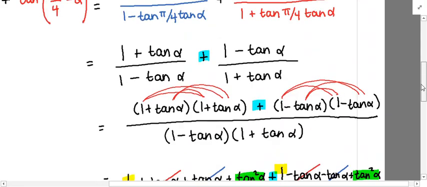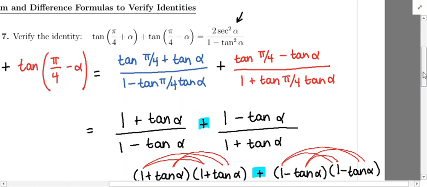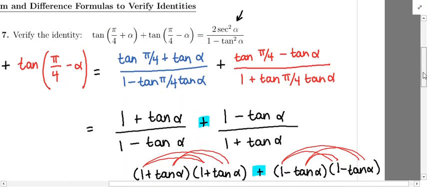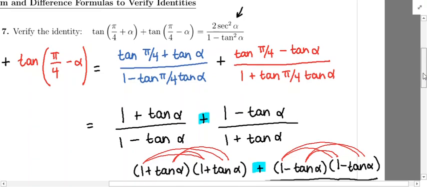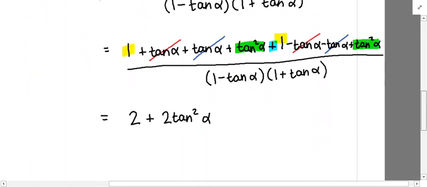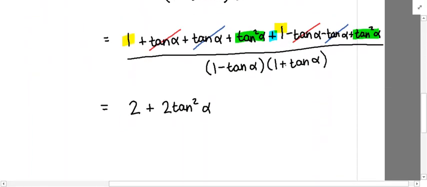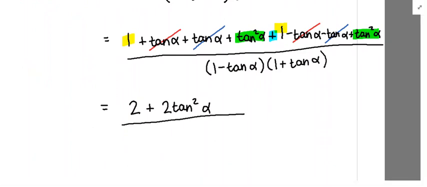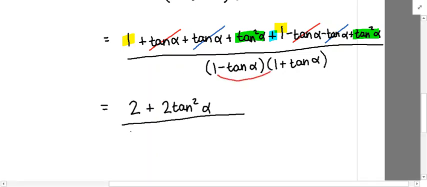And I'm going to go back and look at my goal. My goal, the denominator is 1 minus tangent squared of alpha. I think I can get that if I multiply out the bottom. So I'm going to go ahead now and multiply out the bottom. If we multiply out the bottom, 1 times 1 is going to give us 1. And then if we do the outer terms, 1 times tangent of alpha is going to give us plus tangent alpha.